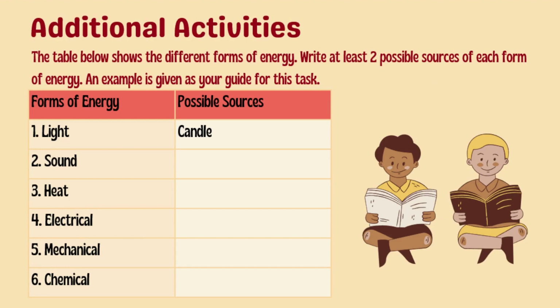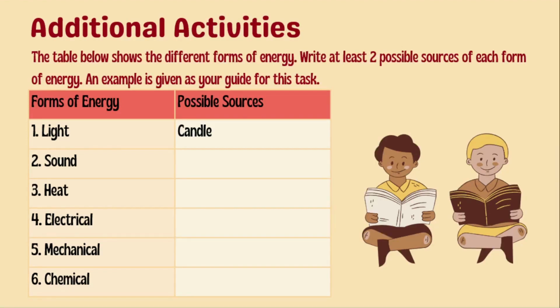Are you excited? In this activity, the table below shows the different forms of energy. Write at least two possible sources of each form of energy. An example is given. The first column shows the forms of energy: 1 light, 2 sound, 3 heat, 4 electrical, 5 mechanical, and 6 chemical. Then in the second column, you're going to write the possible sources of the forms of energy that are written in the first column.